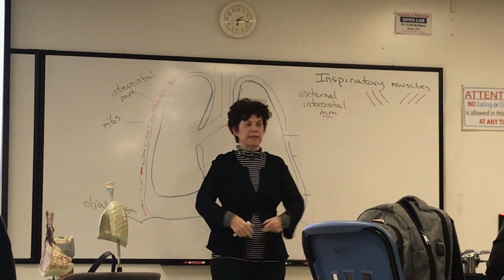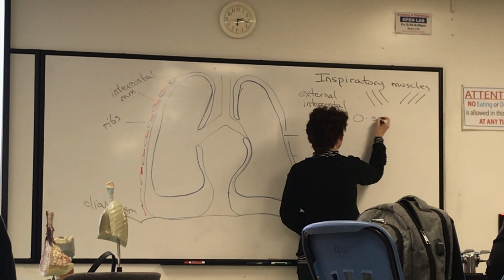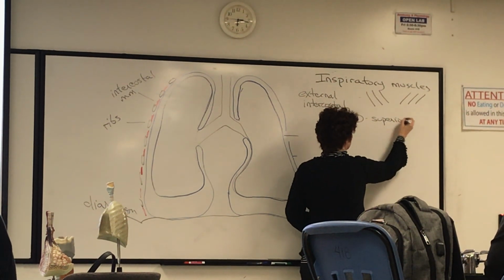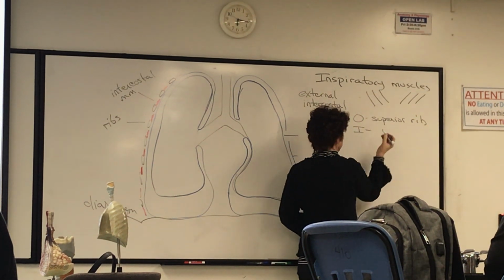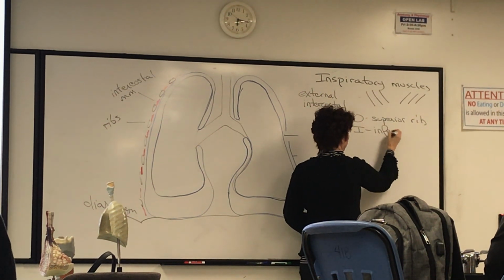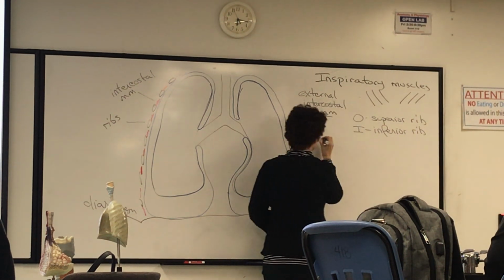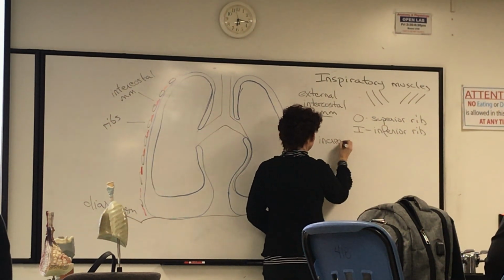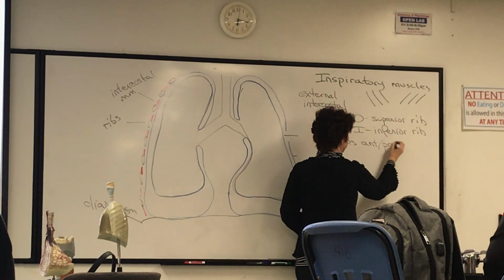So external intercostals lift up. Again, origin is the superior rib, and the movable point of attachment, the insertion, is the inferior rib. And this functions to increase anterior posterior distance.